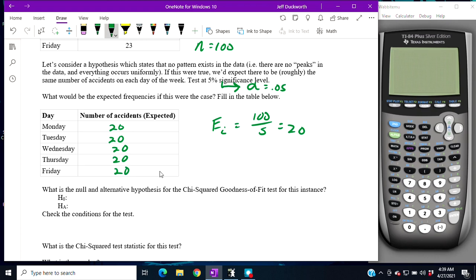Now, the null and alternative, we can write something similar to, the proportions are the same versus proportions are not the same. This is where I typically go to here. P1, and this relates to Monday, equals P2, which is Tuesday, and we have 5 of them. And the alternative is that they're not all the same.